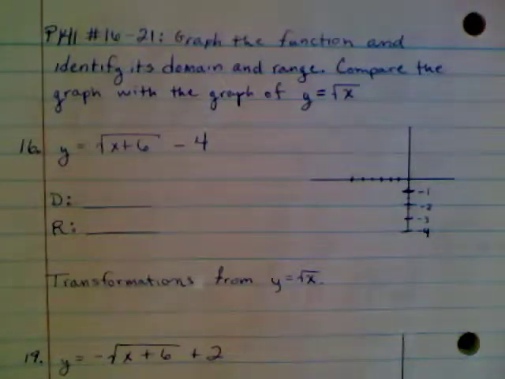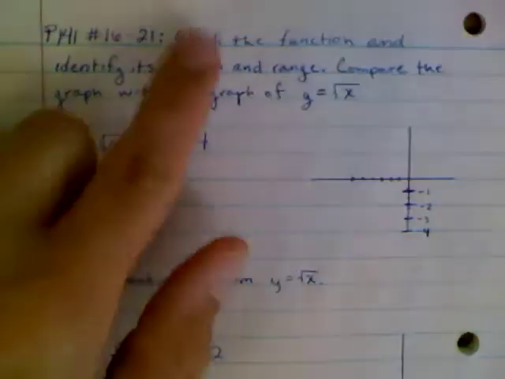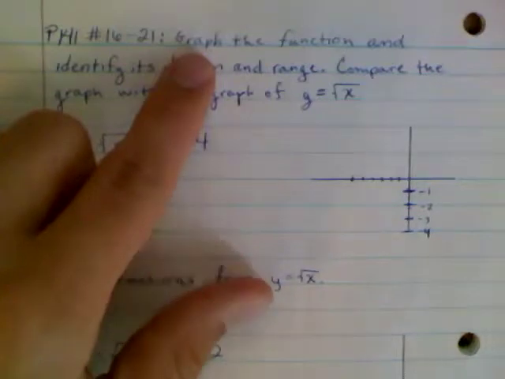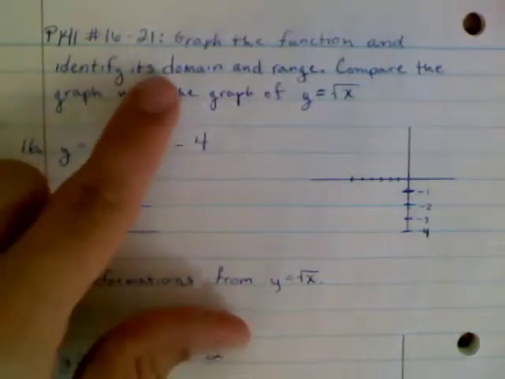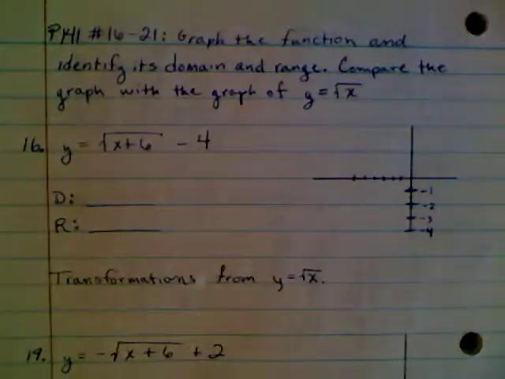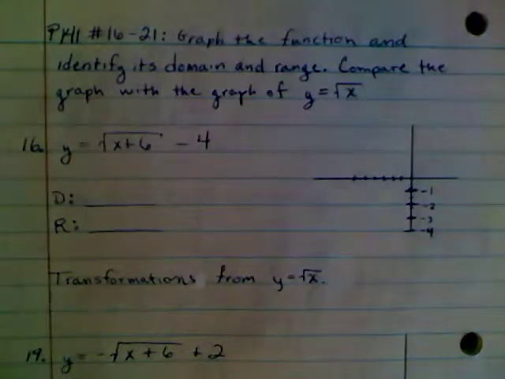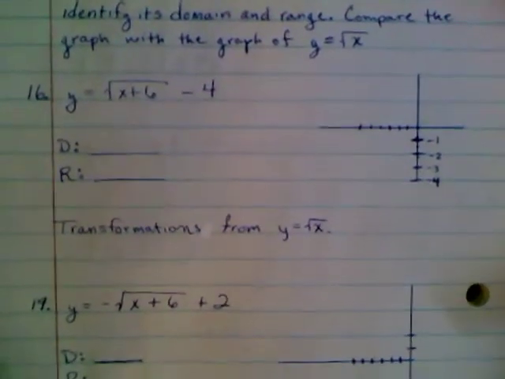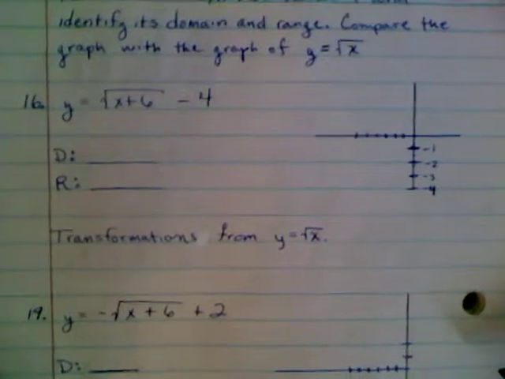So these are some of the harder topics in math. First off, graphing functions. That ends up being tough for kids. Identifying domain and range, that is pretty tough for kids. So anyway, let me help you out. Numbers 16 through 21. We're just going to do 16 and 19 here.